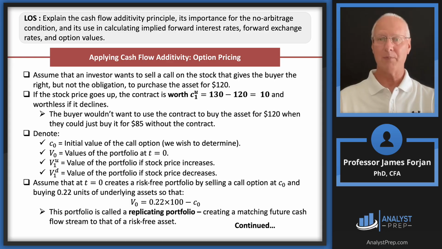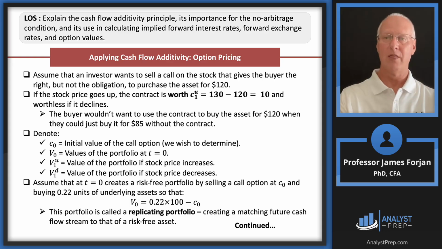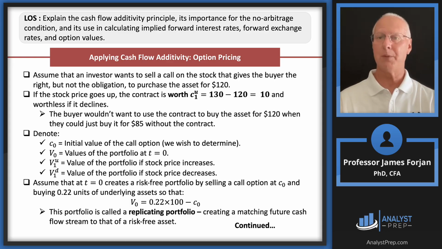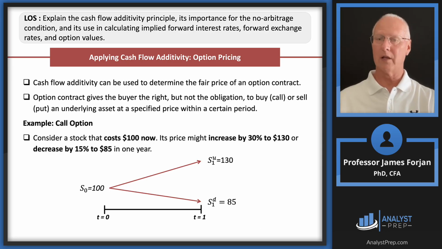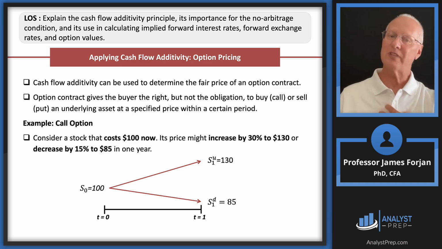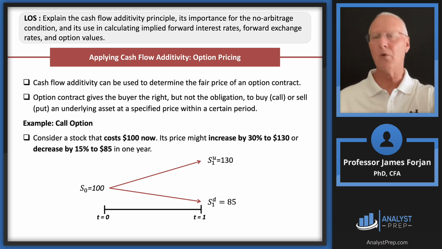So what this option does, it gives the buyer the right but not the obligation to buy at 120. Let's go back here real quick. Suppose you're the buyer of this option and I'm the seller. Let's forget who you are and who I am for just a second. I'm just a regular old investor, and I sell you the right to buy this share at 120.